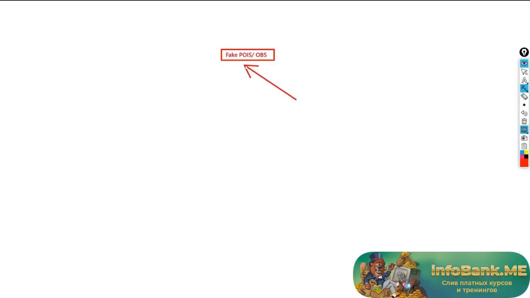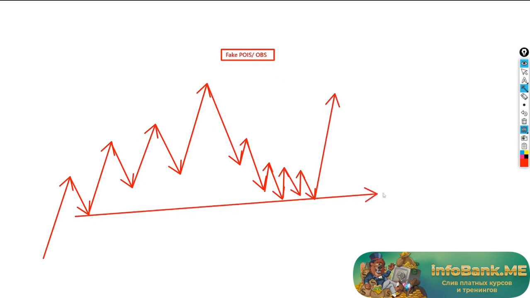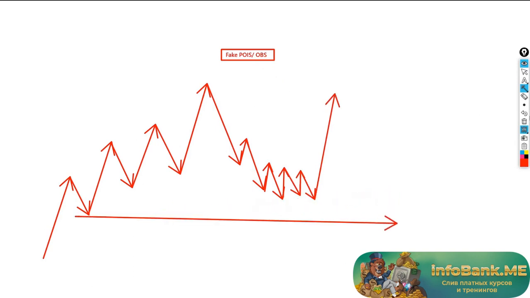If we are discussing fake points of interest in order blocks, what you want to understand is that you want to be avoiding those that are sitting on liquidity. And this is pretty simple, but people still fall for the same trick over and over. If you have a market like this, let's say pushing up, now we come back down, and you see we created some sort of trendline liquidity over here, potentially double bottom liquidity, session liquidity, whatever it may be.